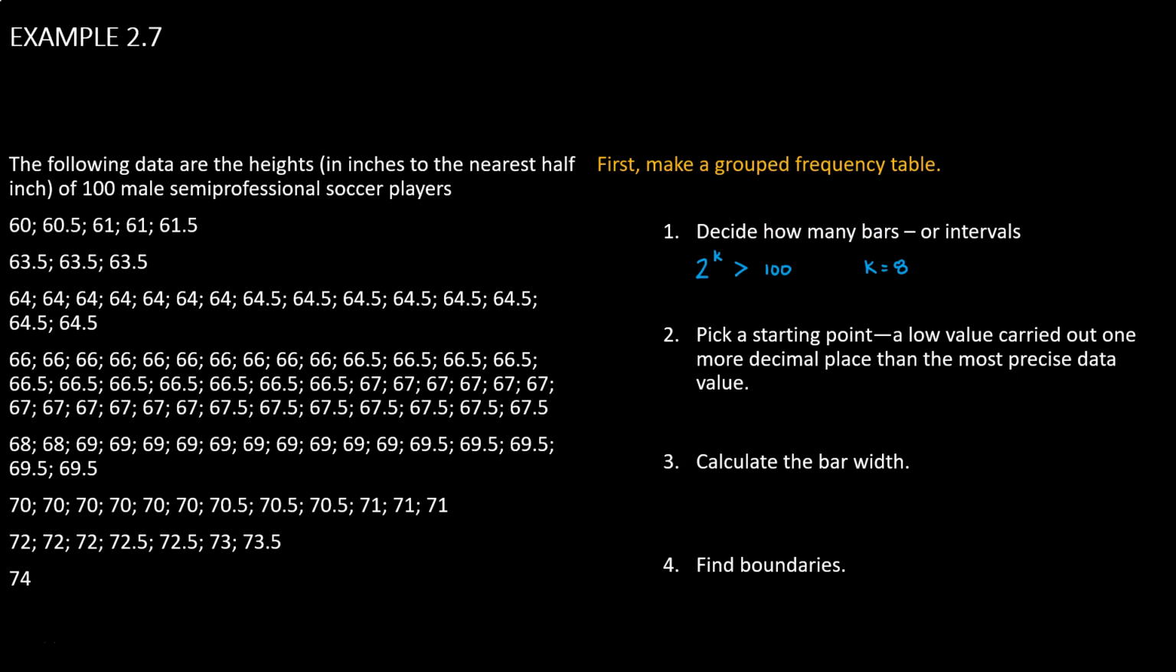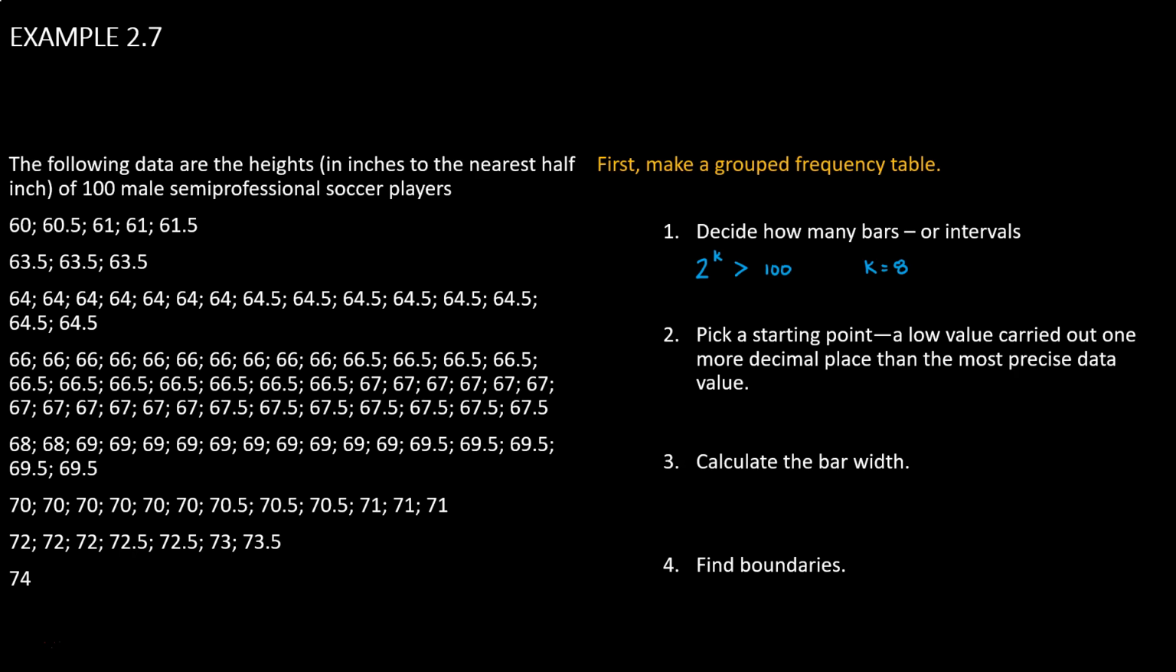Next we need to pick a starting point. We will pick one of the smallest values to help us find our starting point, but the other bit of information we must consider is how precise is our data. Looking at the data set we're investigating here, we can see the most precise data values go to the tenths place. We don't have any data values that have digits in the hundredths place.